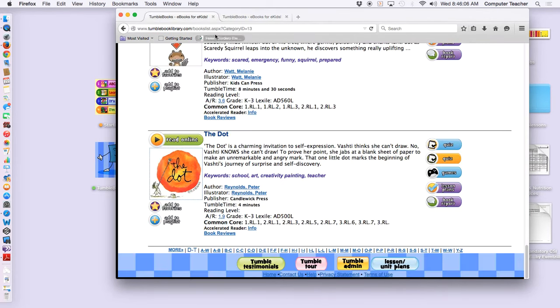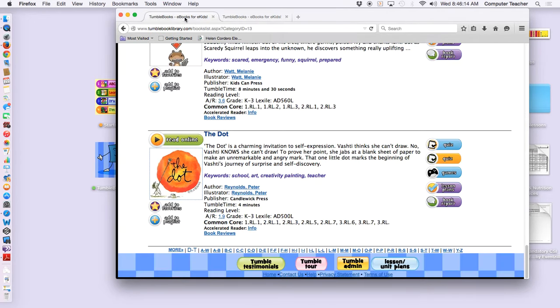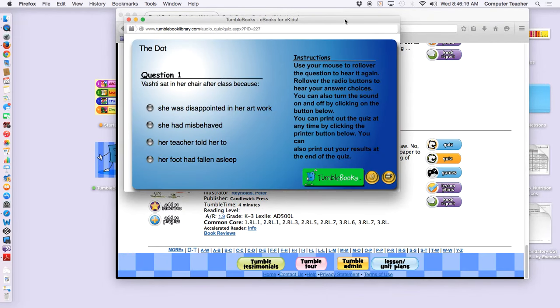Now watch what happens when I click. Look, I can go back and forth with the tabs. Just like we toggled between windows, we can toggle between tabs. Now watch what happens when I click on the quiz. Well, it didn't. Question 1.